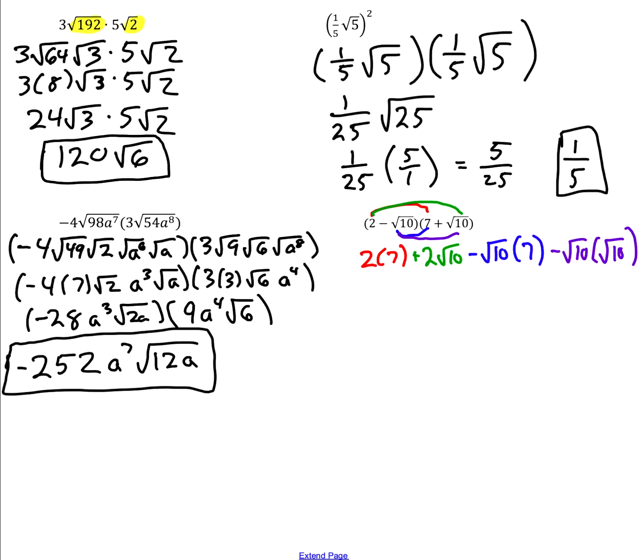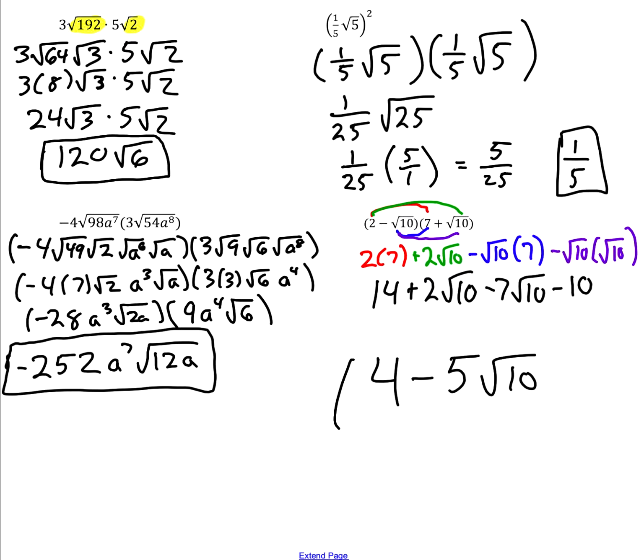Simplify what we have. 7 times 2 is 14. 2 radical 10 stays 2 radical 10, minus 7 radical 10. And then negative radical 10 times radical 10 is minus radical 100, which would be 10. Combine like terms. You should get 4 minus 5 radical 10. And that's our answer. So that is multiplying radicals. Now let's go on to dividing radicals on the next page.